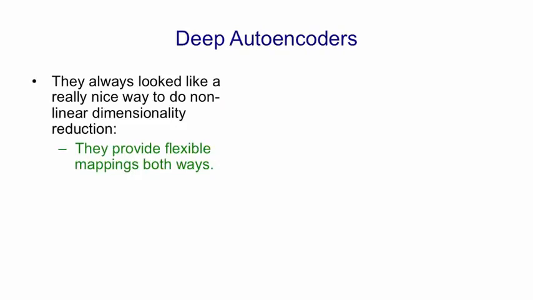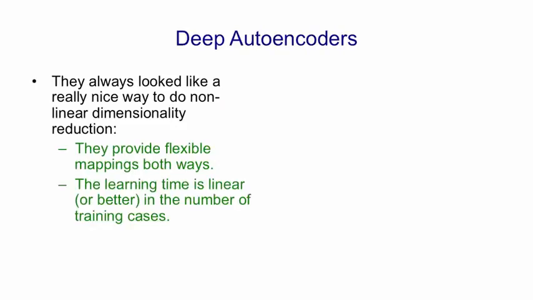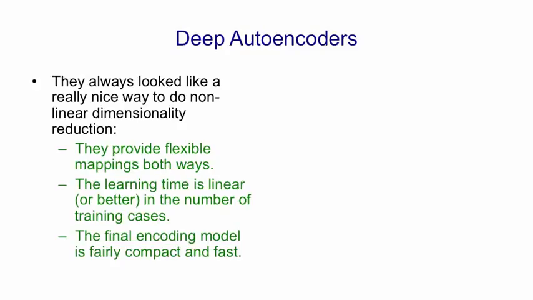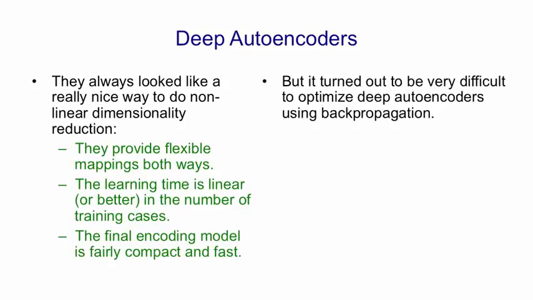They provide flexible mappings in both directions, and the mappings can be non-linear. Their learning time should be linear or better in the number of training cases, and after they've been learned, the encoding part of the network is fairly fast because it's just a matrix multiply for each layer.